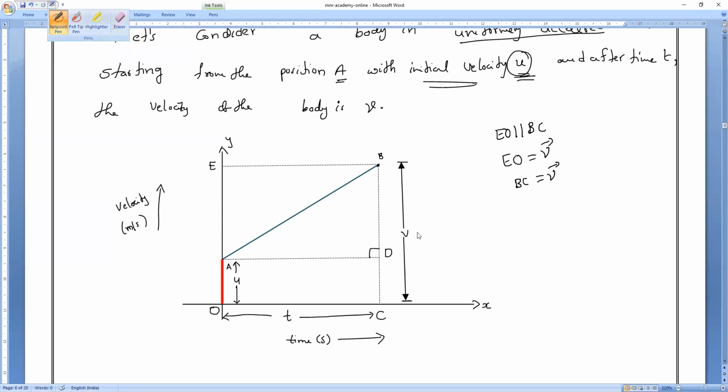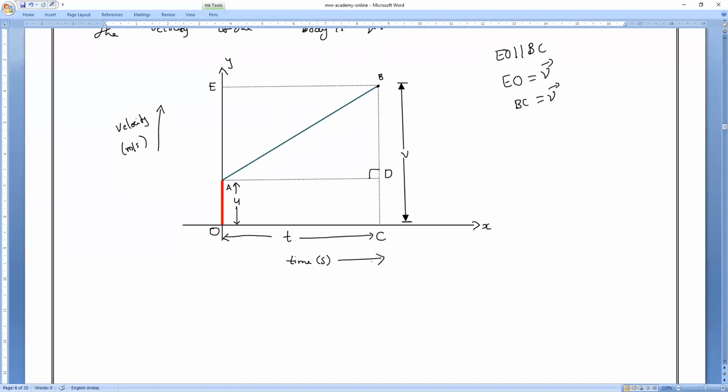Understood? Yes. Are you understanding? Everybody, please respond. Next, in the same way, use your brain and tell me some other line also parallel to some other in the graph. Can you tell me which it is?